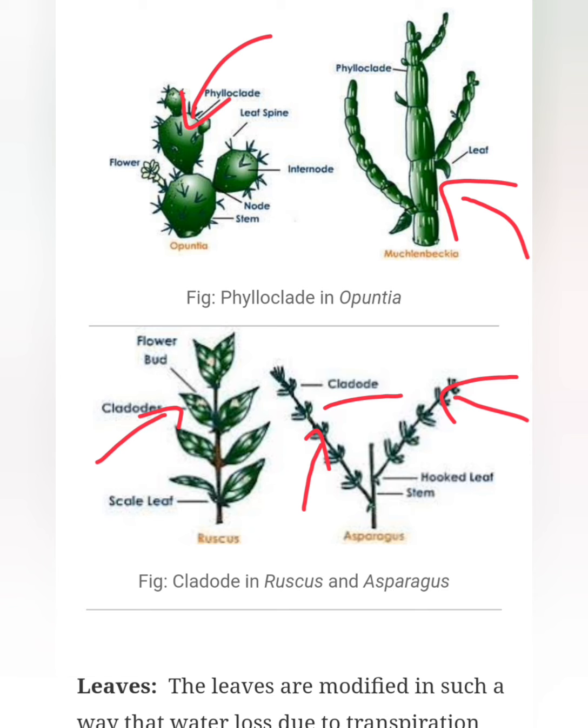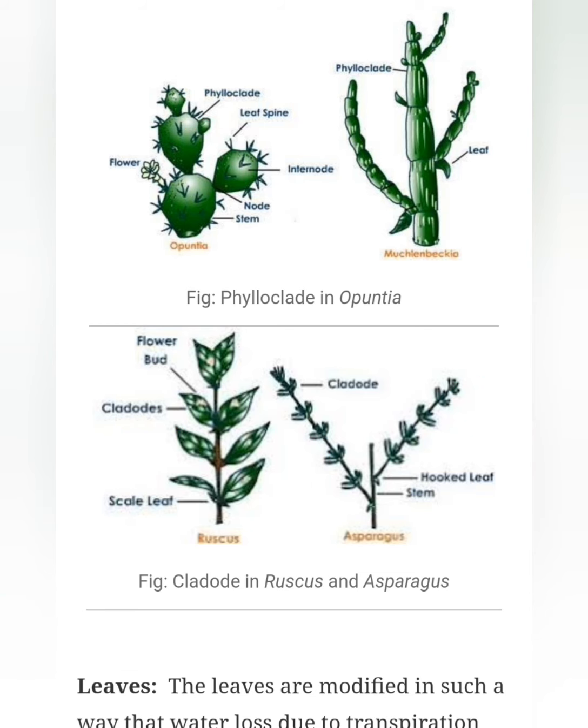And I had also mentioned the fourth one, that is reflectivity. The morphological adaptation in xerophytes is reflectivity, where the surface of the stem is covered with wax and also hairs. In that way they can reflect the sunlight, and that is why they can reduce evaporation.